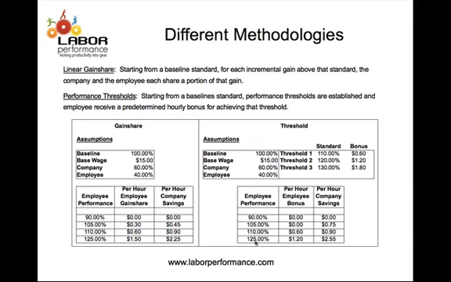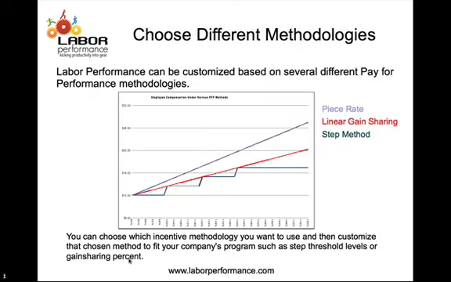And then at 125%, the employee gets a $1.20 bonus because they hit the threshold number 2, but the company saves $2.55. So under the threshold method, there's actually more savings to the company, but in the next slide, we'll also explore some of the psychology behind these different methods.